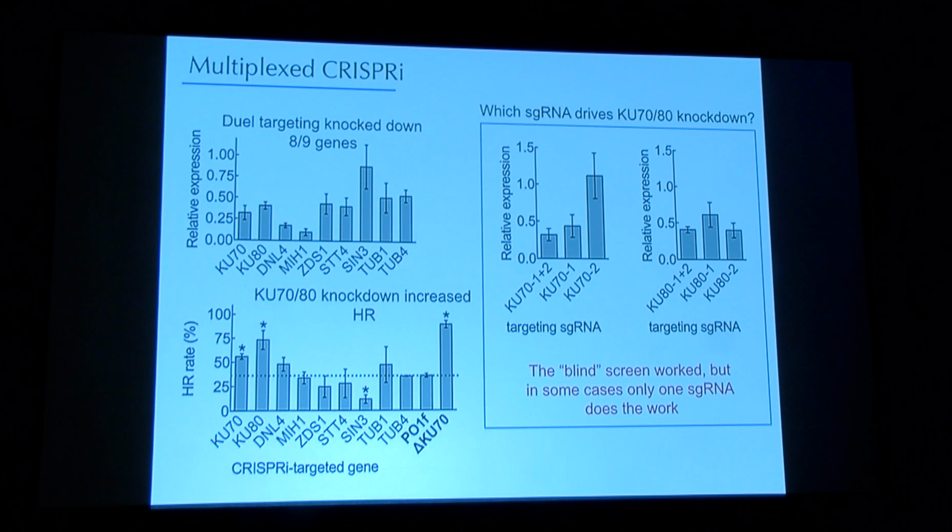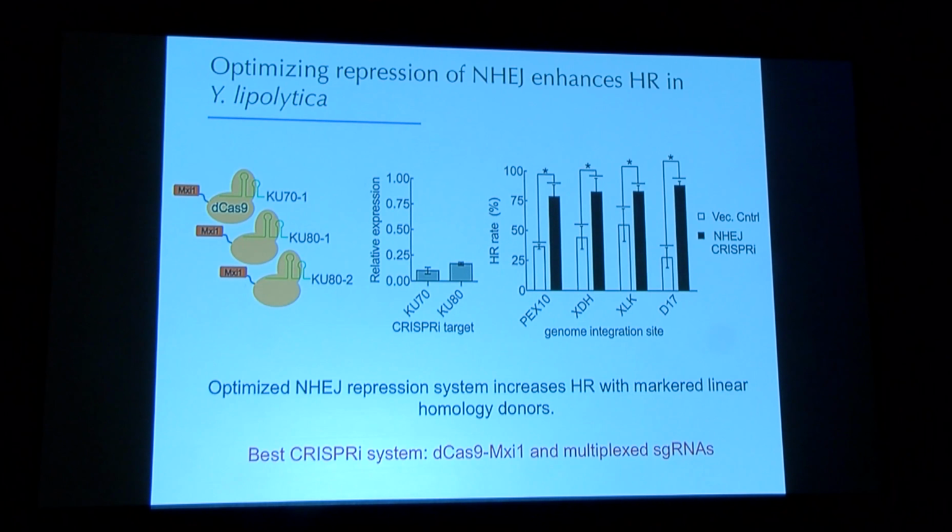In this case, we wanted to optimize the system overall and also demonstrate some multiplexing. So we took the sgRNA that was really doing all the work for KU70, and both for KU80, put those together into a multiplex system, and added MXI1, a repressor, fused to dCas9. We can then get quite substantial repression, and homologous recombination goes up quite a bit compared to the control.